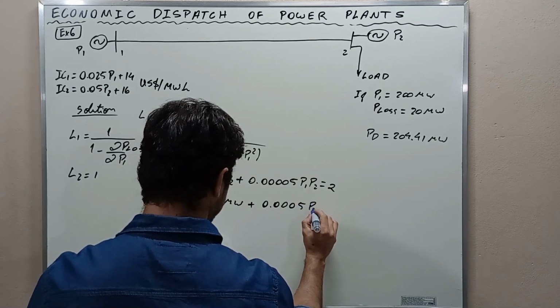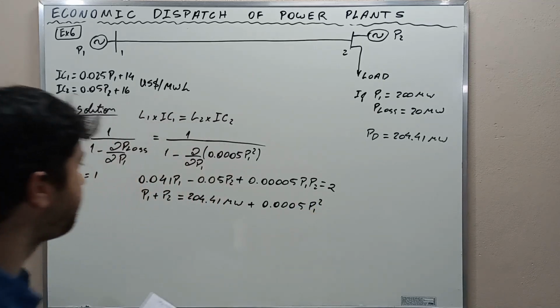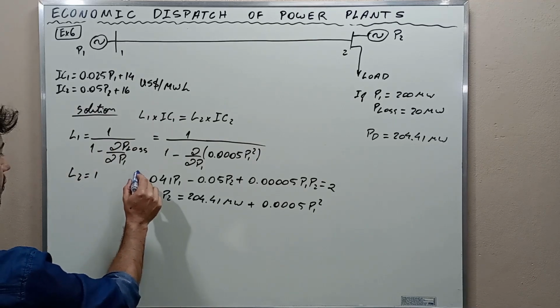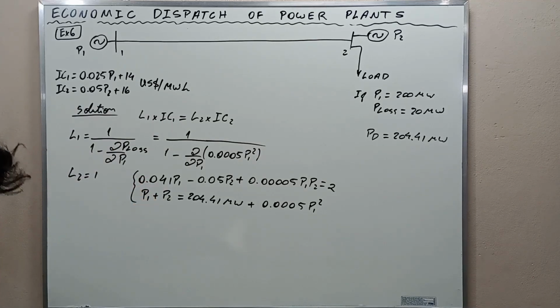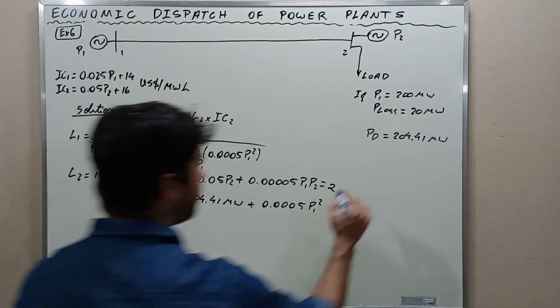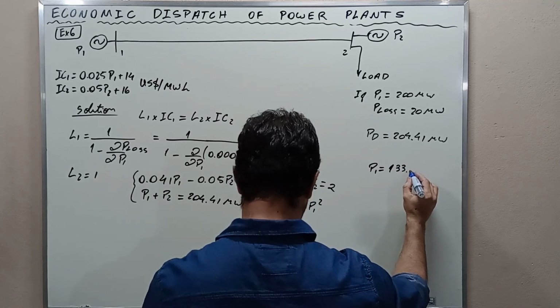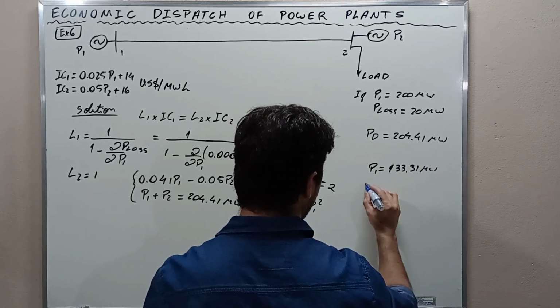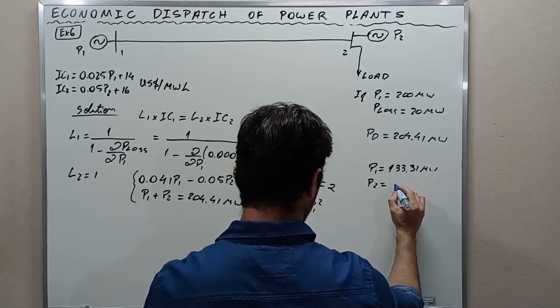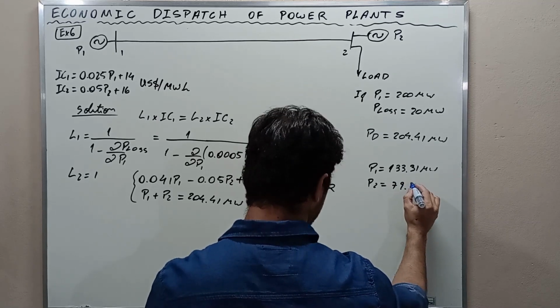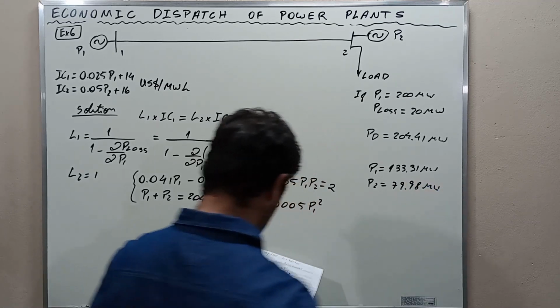0.0005 P1 squared, okay? And we have this system of equations. You're going to need to find a computational tool on the internet. I use Wolfram Alpha, and after using this computational tool, we find P1 equal to 133.31 megawatts and P2 equal to 79.98 megawatts.